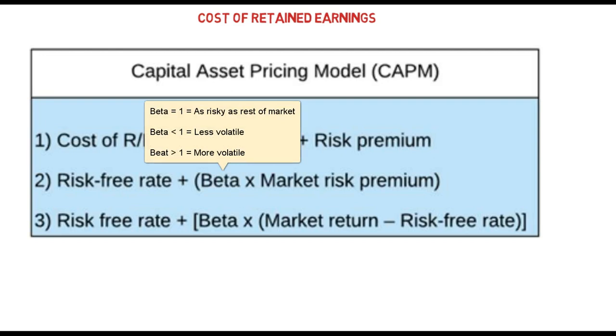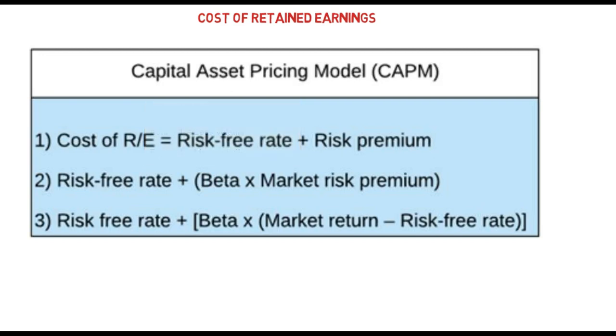If beta is less than 1, then the company we're buying is historically less volatile, okay? So that means our rate of return needs to be lower. If beta is greater than 1, then the company we're buying is historically more volatile, okay? So what does that mean? That means our rate of return needs to be higher.